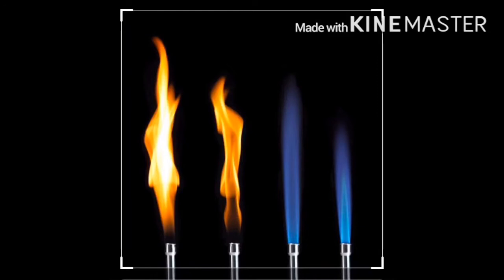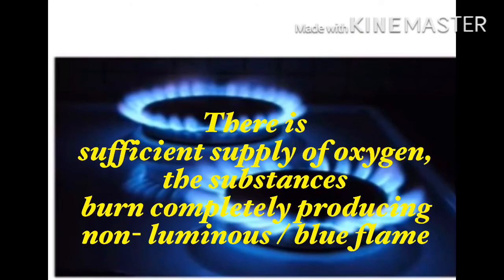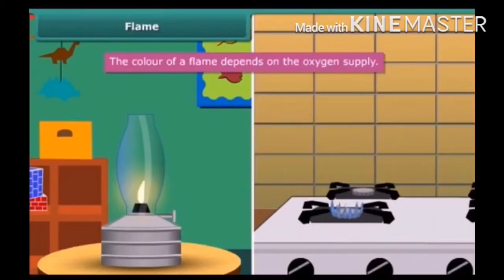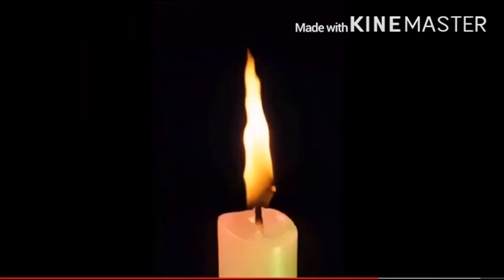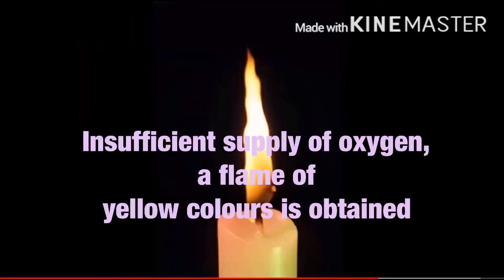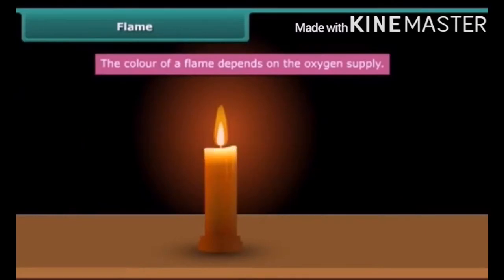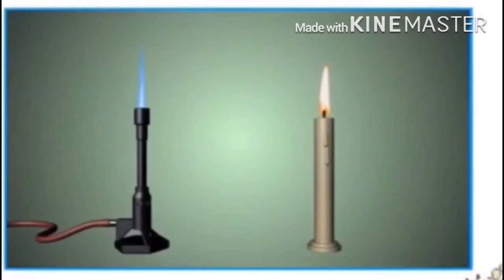When there is sufficient supply of oxygen, the substance burns completely, producing a non-luminous or blue flame. You would have seen LPG burn with a blue flame. However, in an insufficient supply of oxygen, a flame of yellow color is obtained. This is because of the glowing of unburned carbon atoms.